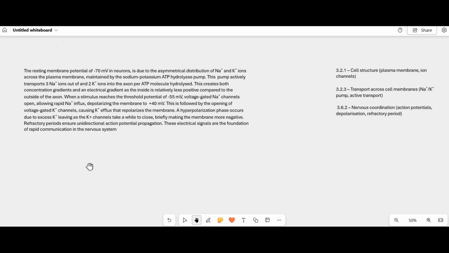And you're talking about as well at the end why it's important, why the ions are important. You're saying that electrical signals are the foundation of rapid communication in the nervous system, yeah. Alright, cool.